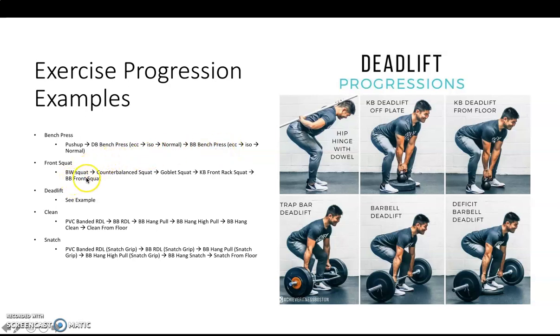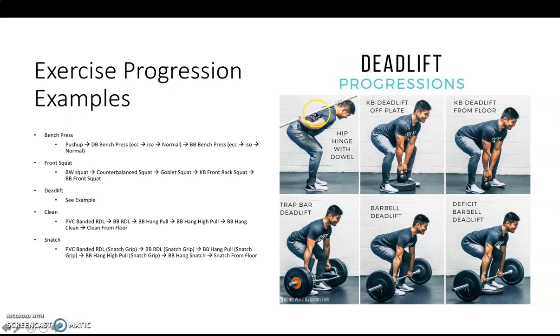Front squat, we already talked about that, from a bodyweight squat into a counterbalance, goblet, front rack, and then a front squat. And deadlift, as we see here, is a really cool example of the progressions, giving you a visual. So we can begin by teaching what's called a hip hinge with the dowel, as we see here.